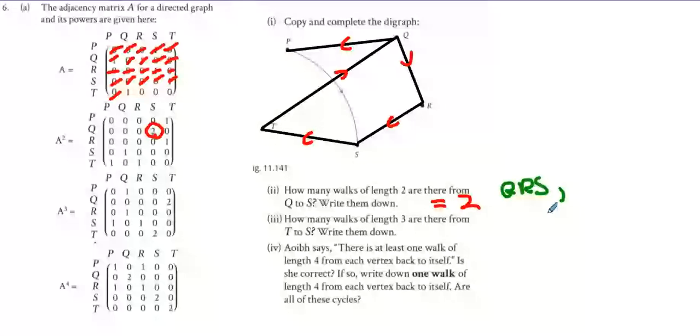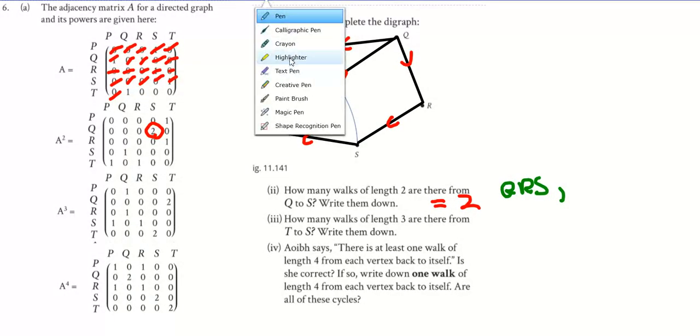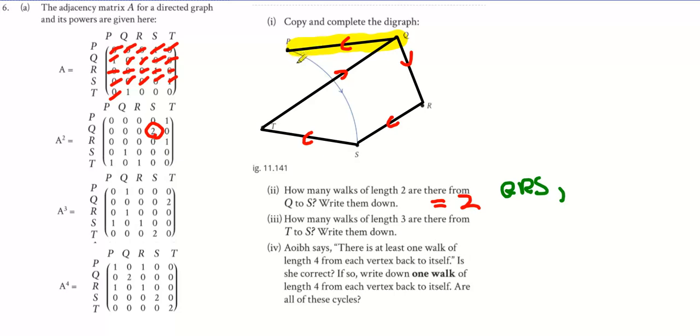What's the other one? Where's QPS? Does P go to S? Oh, it does. QPS, yeah. Q to P to S. Is that right? QPS is the other one. QRS and QPS.